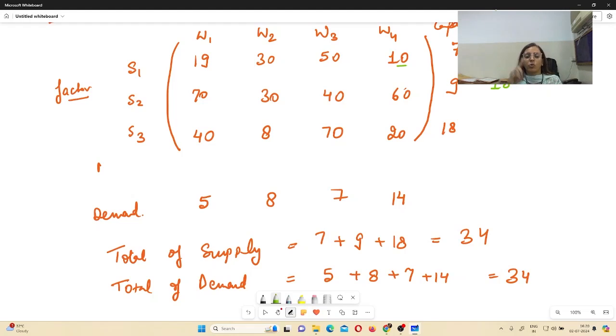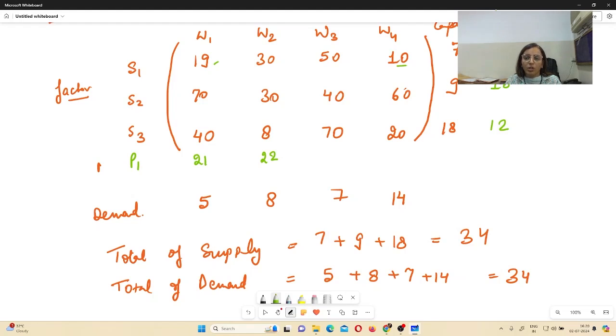Now again we have to calculate the penalty row wise as well as column wise. In the first column, that is W1, we find the two lowest values, that is 19 and 40. The difference between 19 and 40 will be 21. So write it over here as 21, right? Same with W2, the lowest values are 8 and 30, then the difference will be 22. Write it over there. With W3, the difference between the lowest values 40 and 50 is 10. So write it over here.